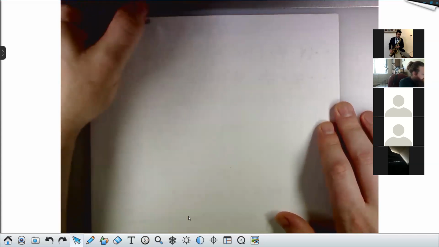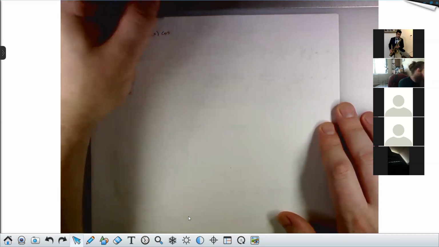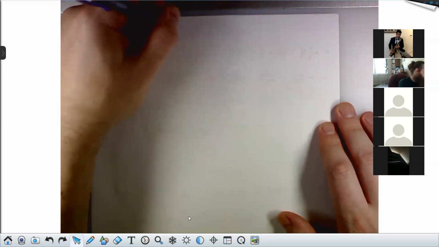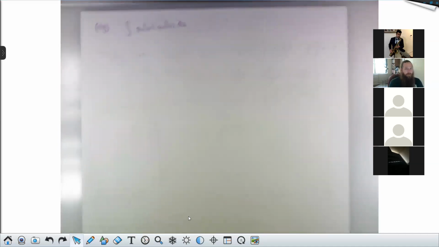Let's look at something like sine cubed x times, well, how about cos to the 5th of x dx. So here both powers are odd. Neither is even. So it complicates things just a tiny bit. But the idea is still the same. I want to do u sub for one of the functions, either sine x or cos x.